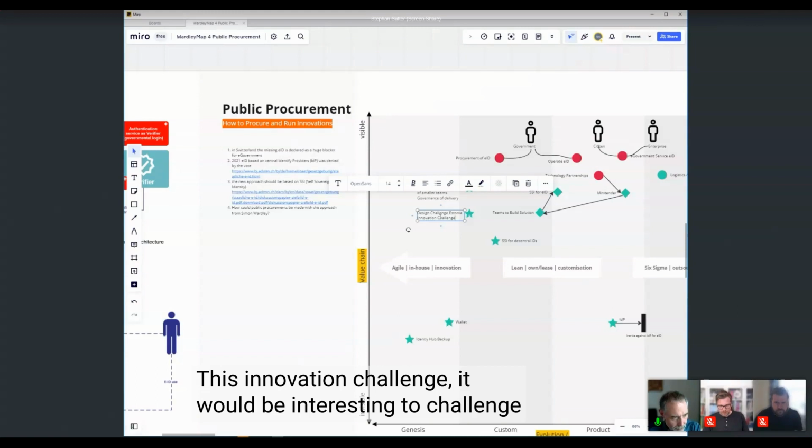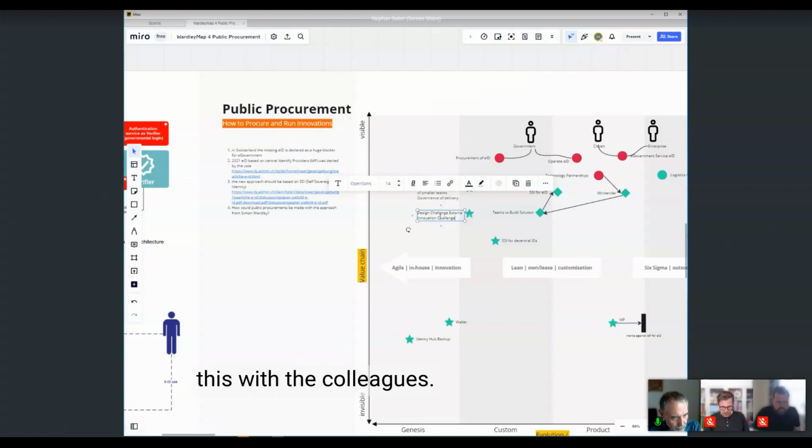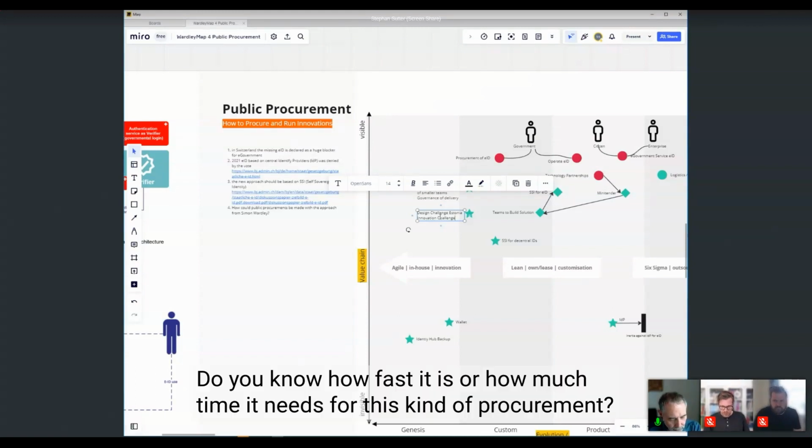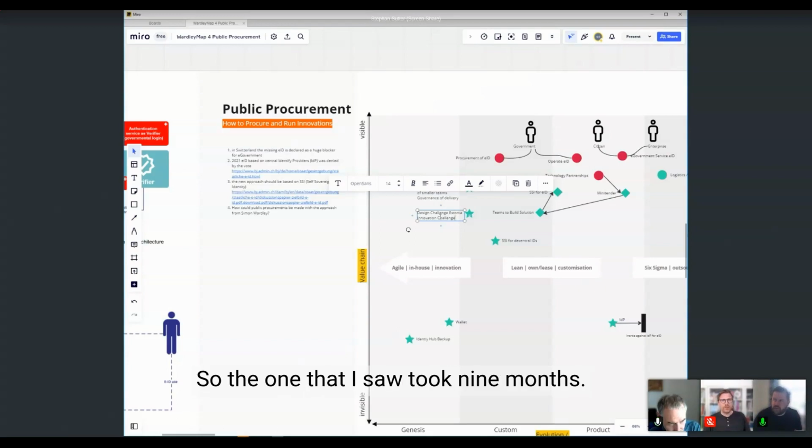It would be interesting to challenge this with the colleagues, yes. Do you know how fast it is or how much time it needs for this kind of procurement? So the one that I saw took 9 months. 9 months, yeah, for the procurement. Obviously, then the project was at the end of that.